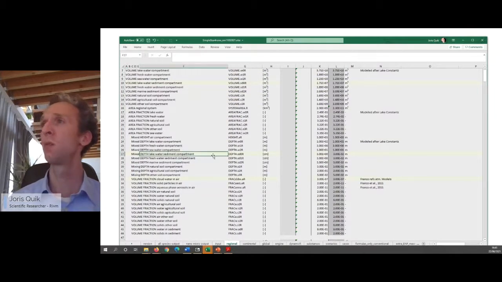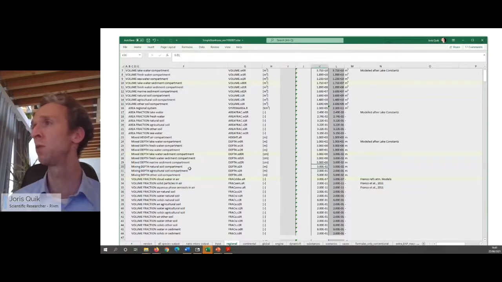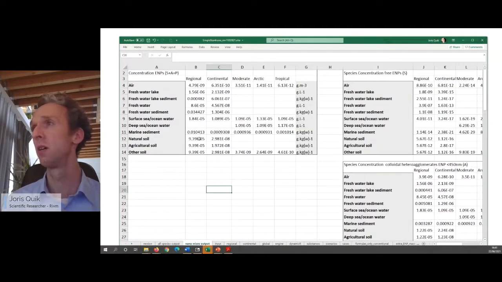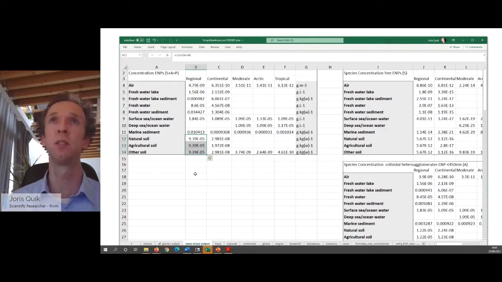So basically, you have to change in the regional sheet the mixing depth of the agricultural soil compartment. Here you can see the default is 5 centimeter for the other soil types and 20 for this. So if we make this 0.05, then it's the same depth. And to check, now we finally have the same concentration for all three soil compartments.